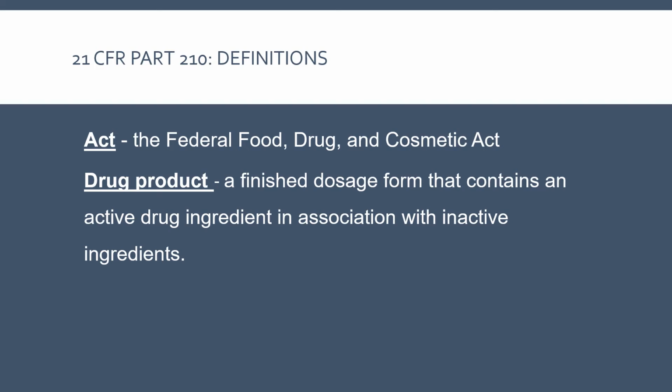A drug product is defined as a finished dosage form that contains an active drug ingredient in association with an inactive ingredient. And in case you're like me, I was wondering what the key difference between active and inactive ingredients are. Active ingredients are the components that have a therapeutic effect on the body, whereas inactive ingredients are the components in a drug that have non-medicinal importance. The term also includes a finished dosage form that does not contain an active ingredient, but is only intended to be used as a placebo.